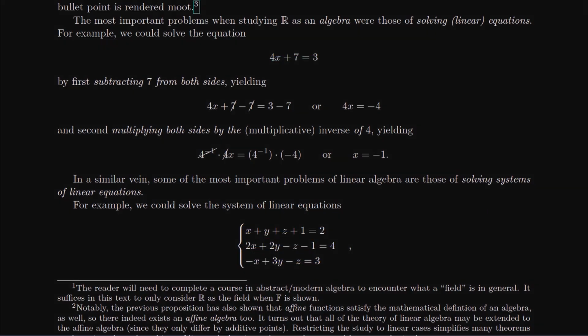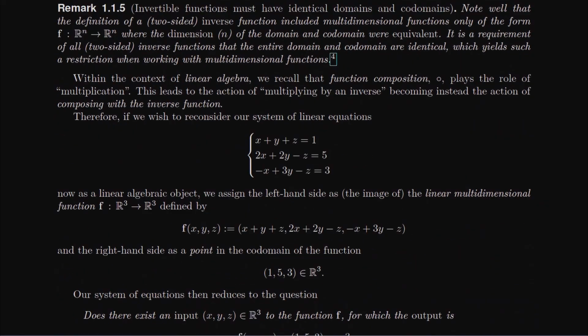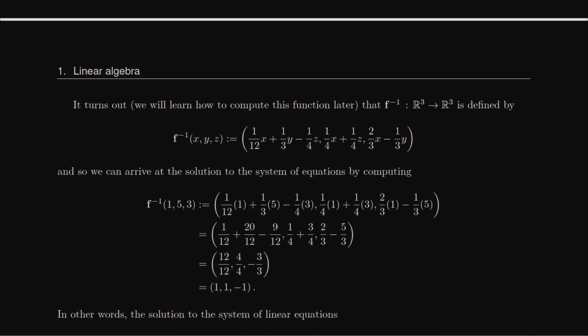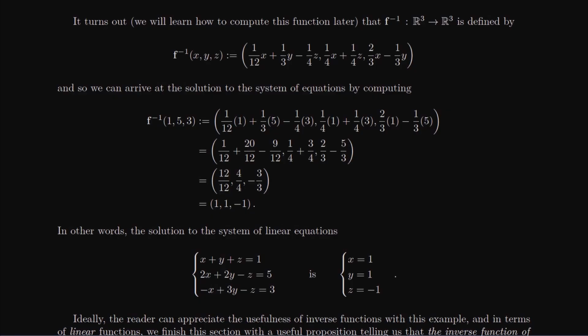So that's going to be kind of an overarching idea of linear algebra: some way of computing f inverse given some linear functions so that we can solve equations. Now in this case, for the example I just provided, it turns out the inverse function happens to be 1/12 x plus 1/3 y minus 1/4 z as the first output of the inverse, 1/4 x plus 1/4 z as the second output, and 2/3 x minus 1/3 y as the third output.